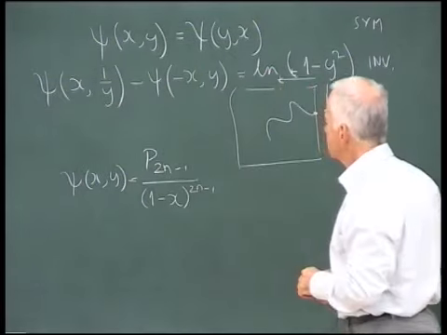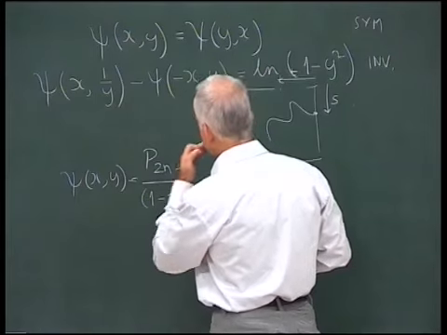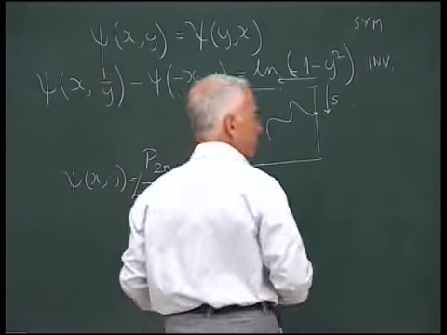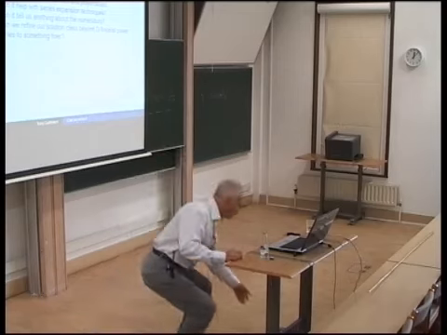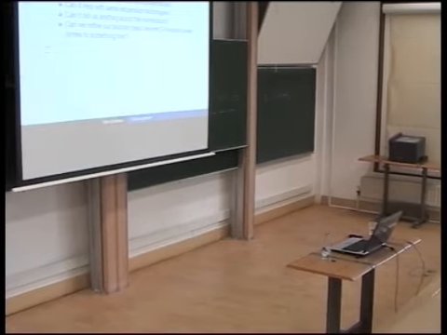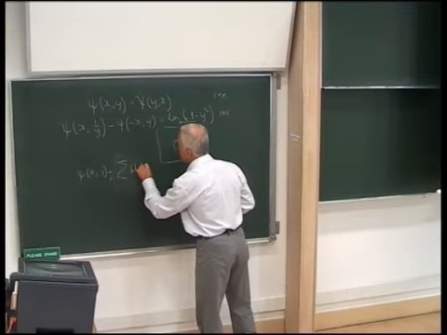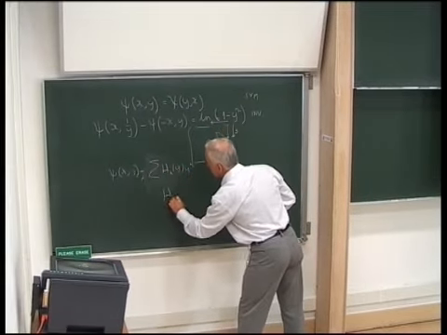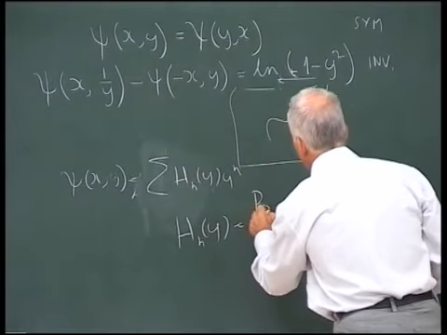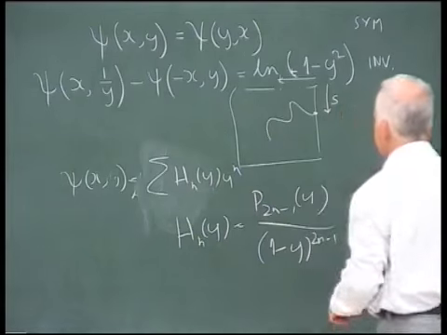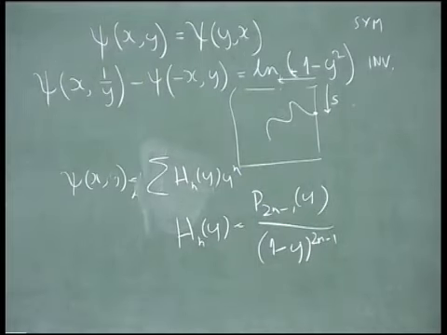It turns out that, if I write psi xy in exactly the same way as a sum over hn y to the n, then these hn y's are of the form a polynomial of degree 2n minus 1 with a denominator involving just the cyclotomic polynomial, 1 minus y rather.